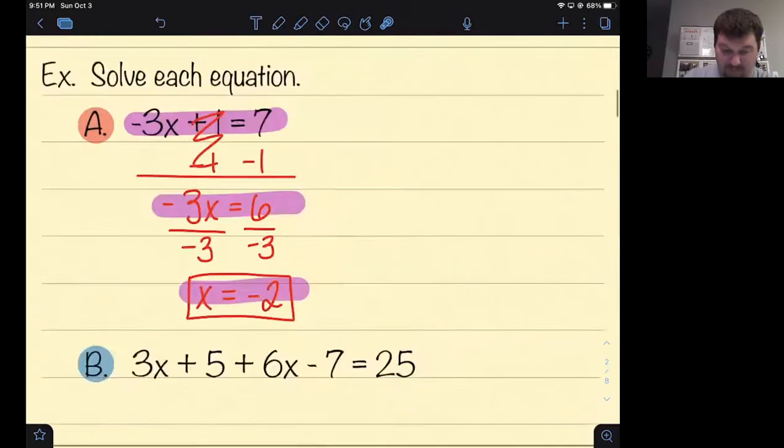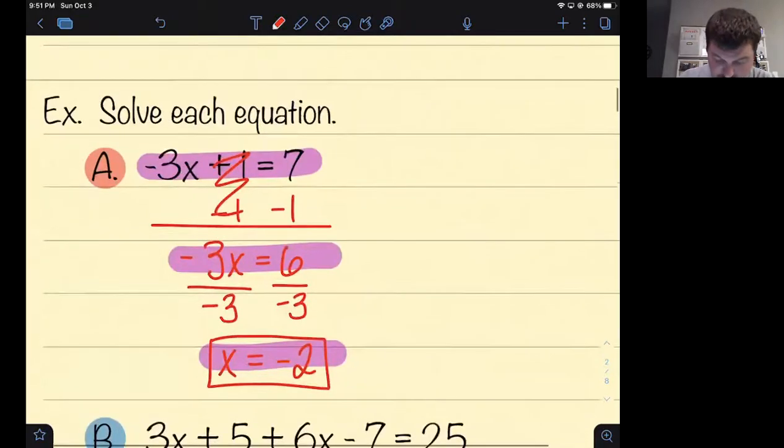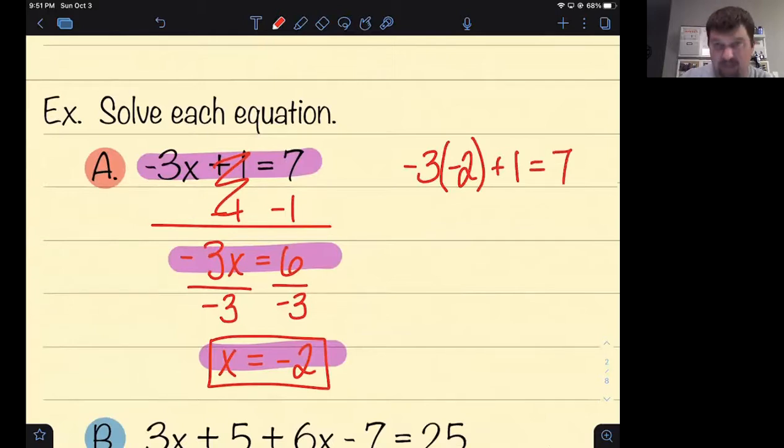Okay. Now, if I want to check my answer, that's a pretty simple task to do. I'm going to rewrite the original equation with negative 2 being substituted in for x. And we're going to see if it equals out. Negative 3 times negative 2 is positive 6. 6 plus 1 is 7. This equals out, so I know that negative 2 is the correct answer for x.